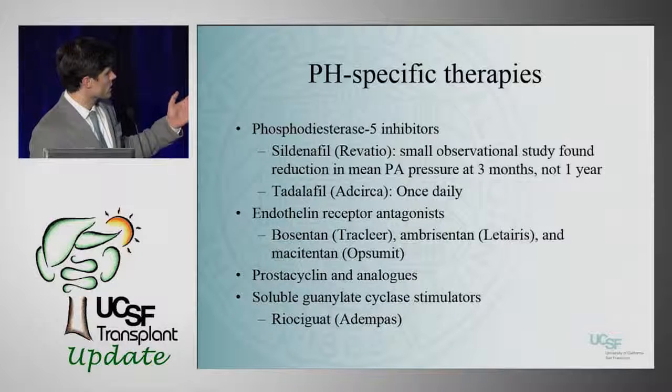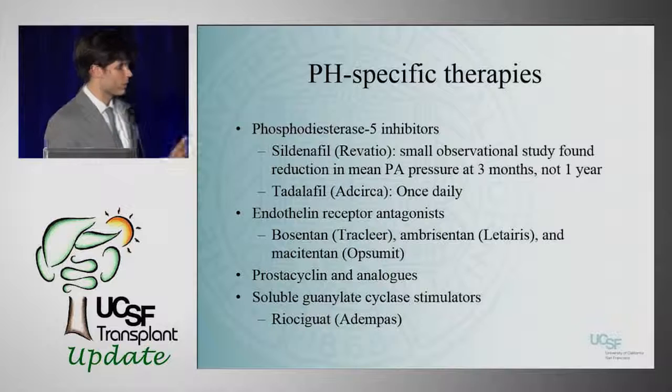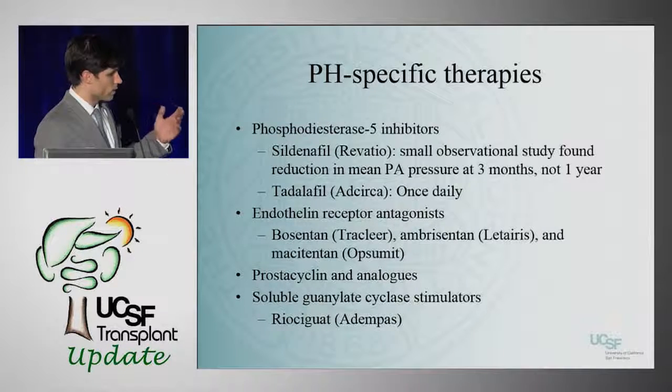So we at UCSF like phosphodiesterase 5 inhibitors. Sildenafil is the classic one. It's a 3-time-a-day med. It's one of the few that's actually been studied, albeit in a very small cohort. It did lower pulmonary vascular resistance, but those benefits were not seen out to a year. A lot of times now we're using tadalafil, which is also called Adcirca because it's once daily dosing.